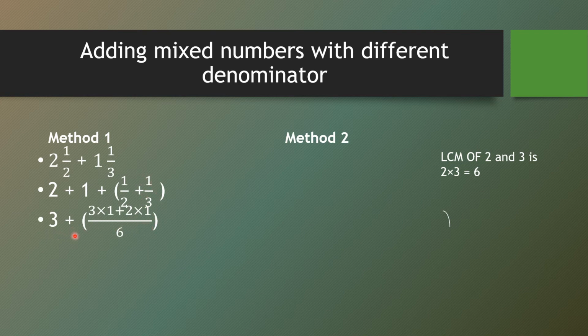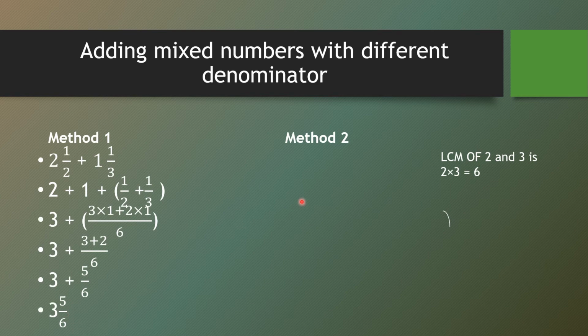Now we will solve this. We will write 3 plus, we will solve this. Always do multiplication first. So what will it be? 3 ones are 3 plus 2 ones are 2 by 6. Now we will solve this numerator part, 3 plus 2. Then it will be 3 plus 5 by 6. Now we can write this whole number and fraction as a mixed number, which is 3 and 5 by 6.